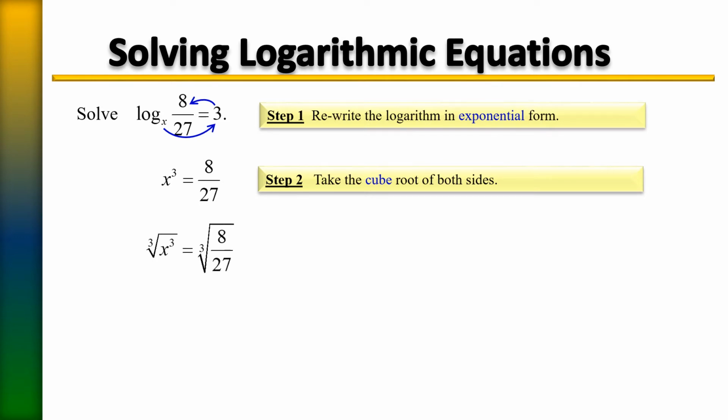So now that I've done that, you notice the left side is going to just simply equal x. And so now we need to find the cube root of 8 over 27. And we know that's going to be 2/3. And there you have it. That's our solution. And we've just solved a logarithmic equation.